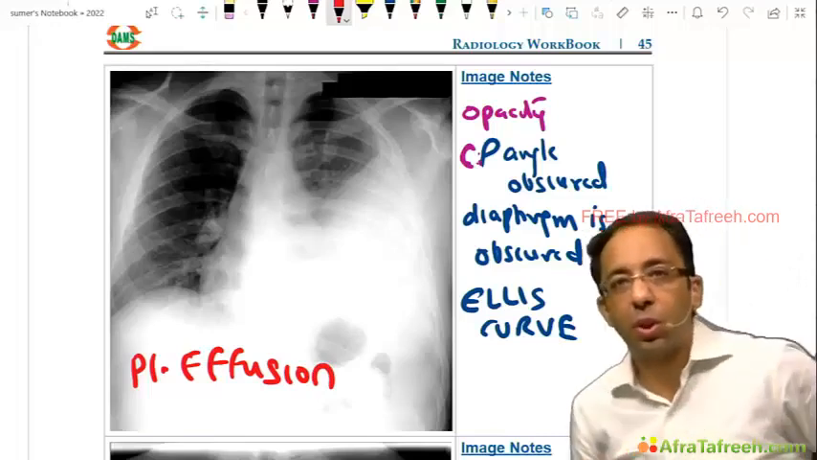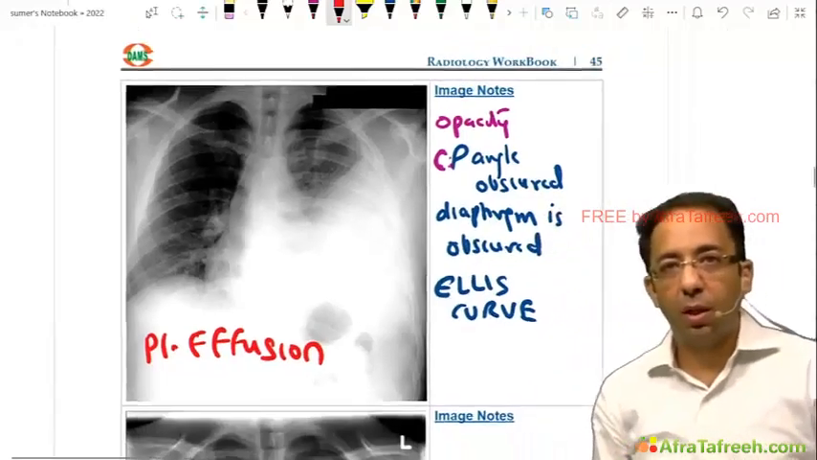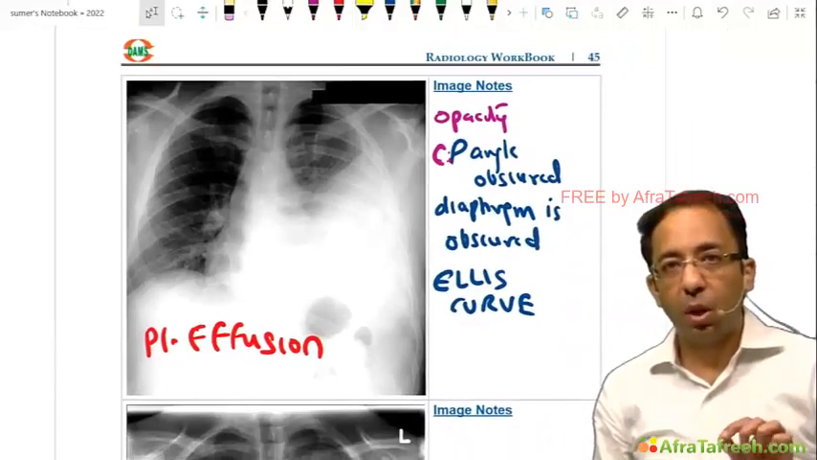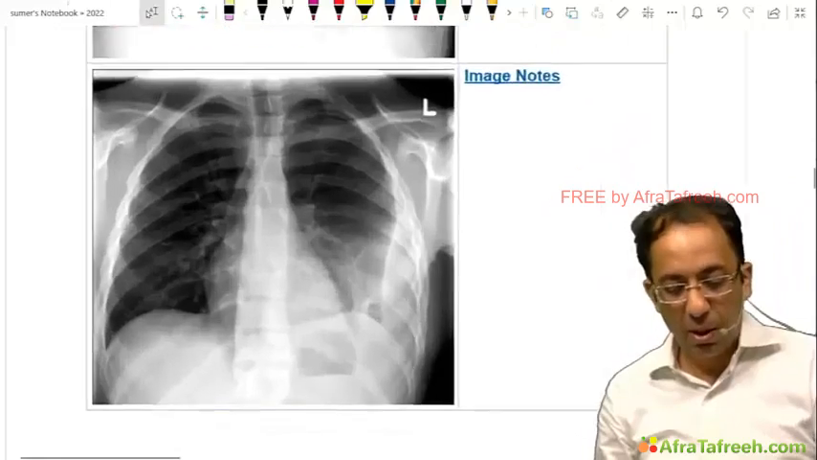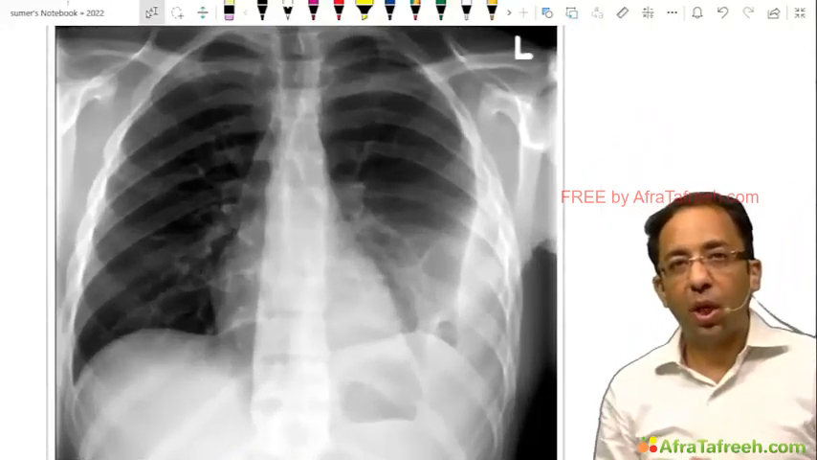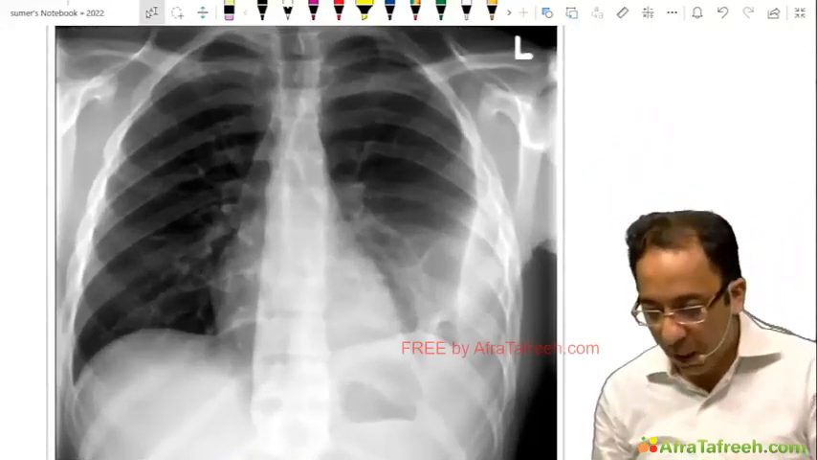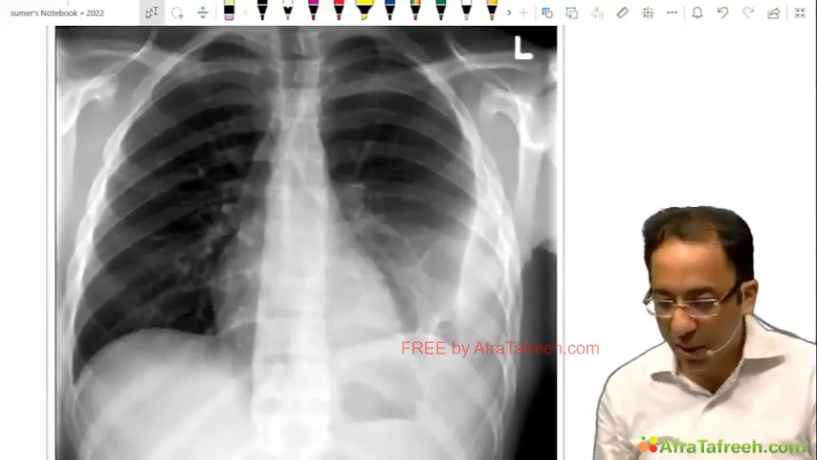Okay, now second question coming your way. This is very, very important. I want all of your thinking hats on and tell me. I want all of you to look at this X-ray.